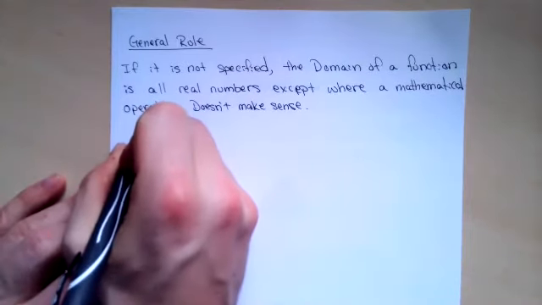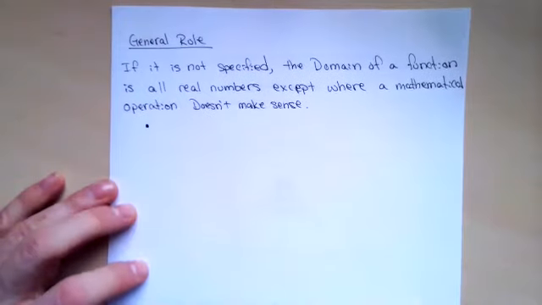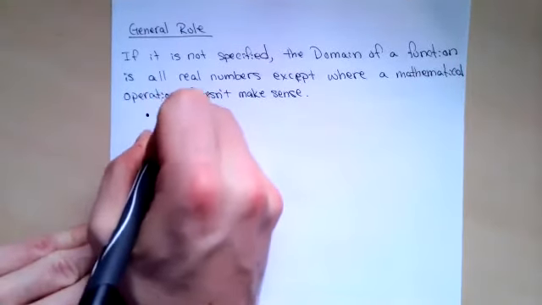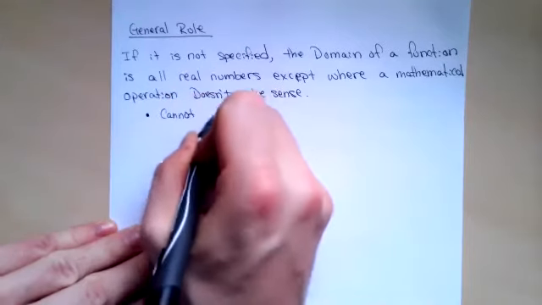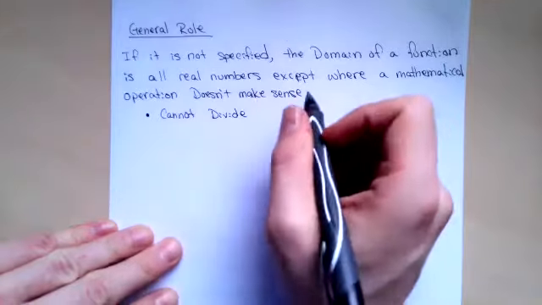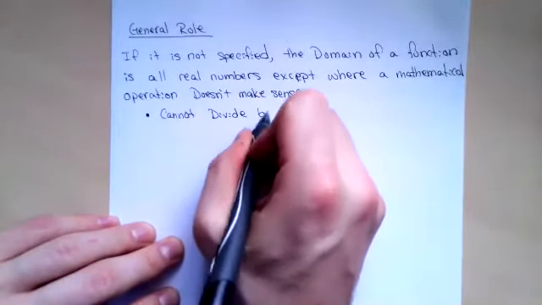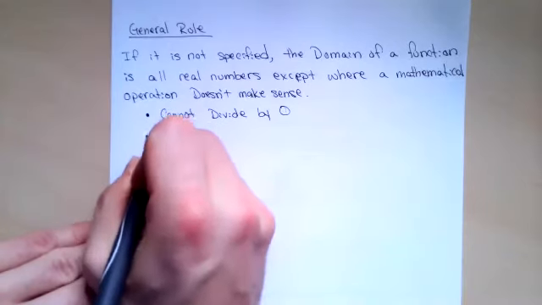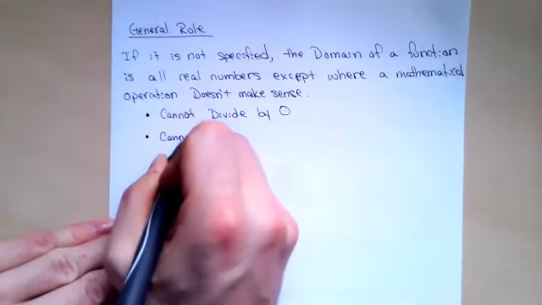So what operations don't make sense? At the moment, you guys only need to know two. We cannot divide by 0. And we cannot take the square root of a negative number.